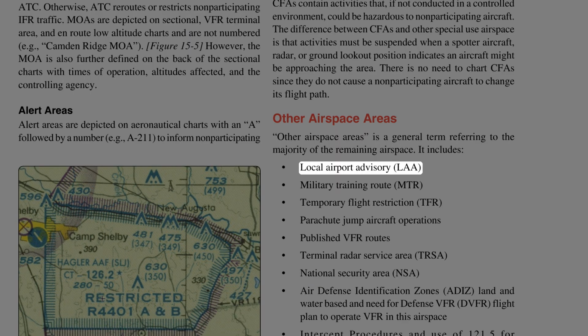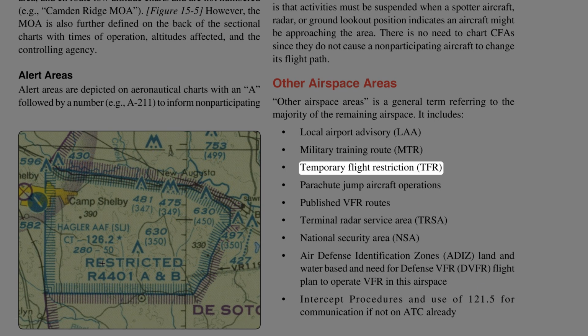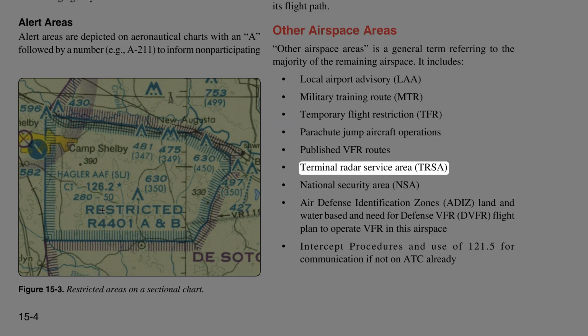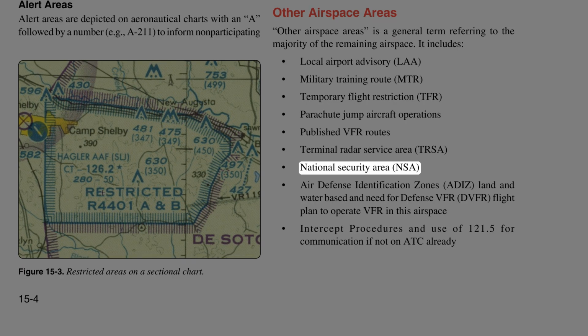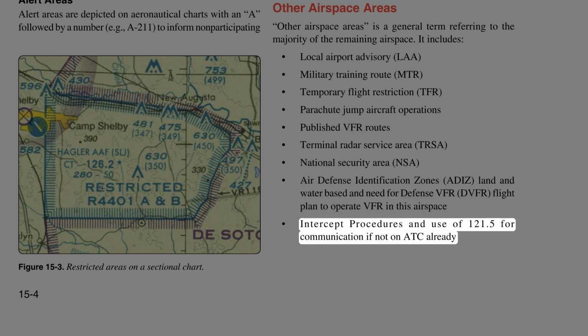It includes Local Airport Advisory, LAA, Military Training Route, MTR, Temporary Flight Restriction, TFR, Parachute Jump Aircraft Operations, Published VFR Routes, Terminal Radar Service Area, TRSA, National Security Area, NSA, Air Defense Identification Zones, ADIZ, land and water-based, and need for a Defense VFR, DVFR, flight plan to operate VFR in this airspace. Intercept procedures and use of 121.5 for communication if not on ATC already.